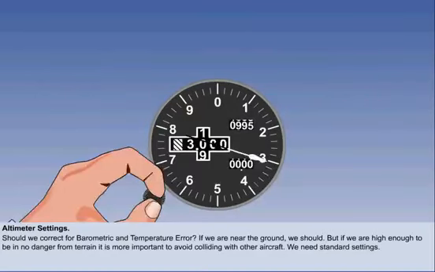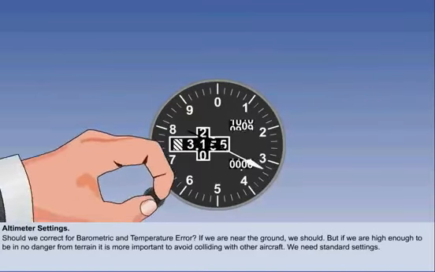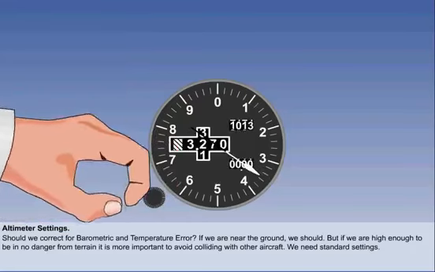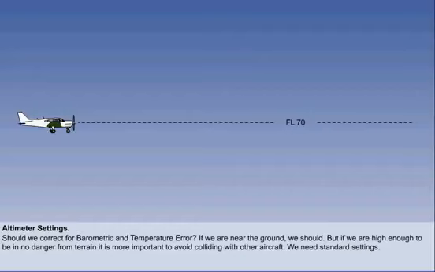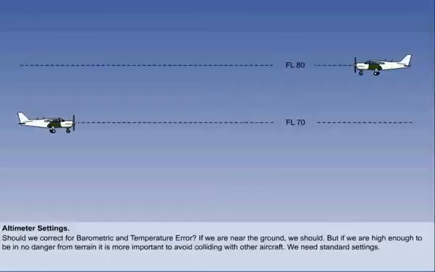We have a procedure to deal with this. Once safely away from high ground, both aircraft set 1013 as a datum and do not make any correction for temperature. We call this flight levels. This aircraft is told to fly at flight level 70. This means 7,000 feet on 1013. This aircraft is told to fly at flight level 80. This is 8,000 feet on 1013.